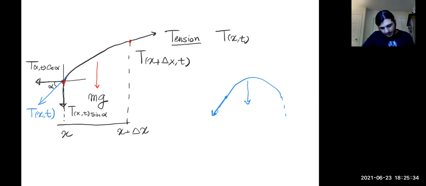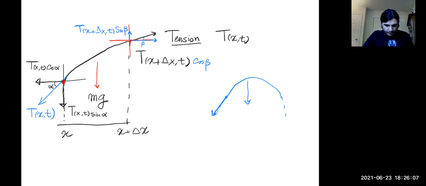Same thing holds for the other one. So at the other end of this segment, if I look at the horizontal and vertical directions, if I call this angle beta, I would have one component of T at that point in the horizontal direction, which is T of x plus delta x and t cosine beta. And then in the other direction, T of x plus delta x and t sine beta, right?